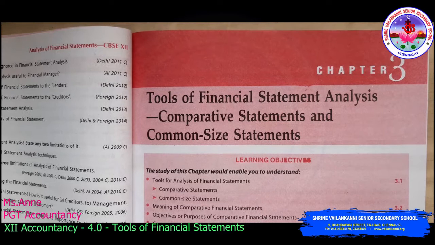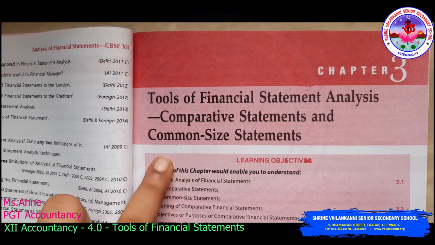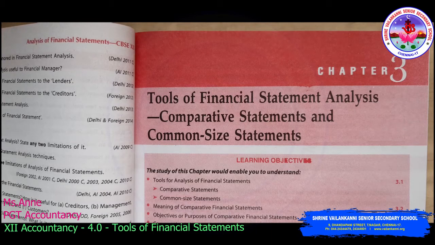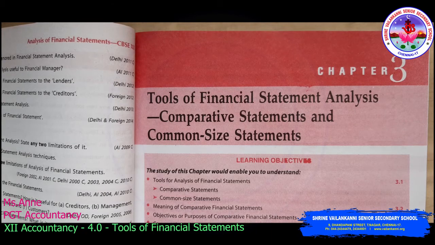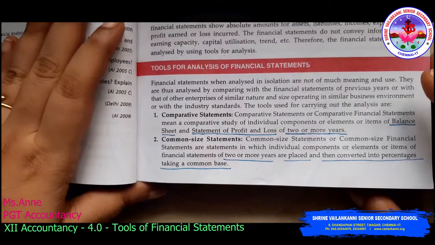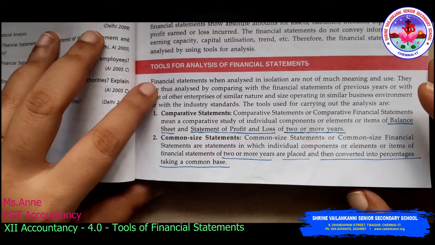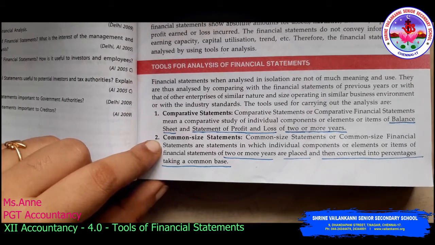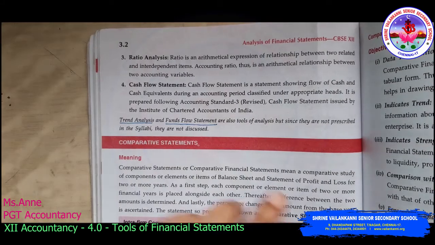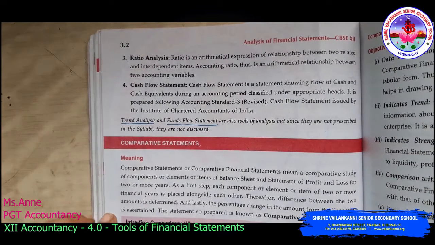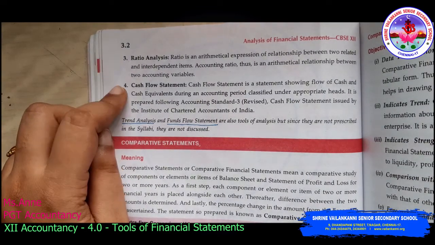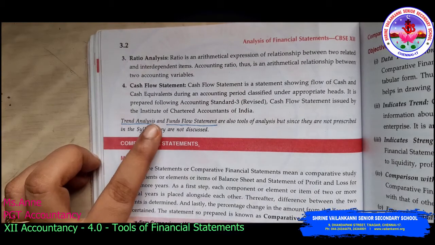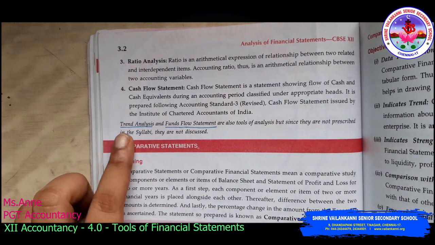This session we are going to discuss a new topic called tools of financial statement analysis: comparative statement and common size statement. First, what are the tools for analysis of financial statements? You have the comparative statement, common size statement, ratio analysis, and the cash flow statement. We have already discussed ratio analysis as well as the cash flow statement. There are other tools like trend analysis and fund flow statement, but they are not part of your syllabus.